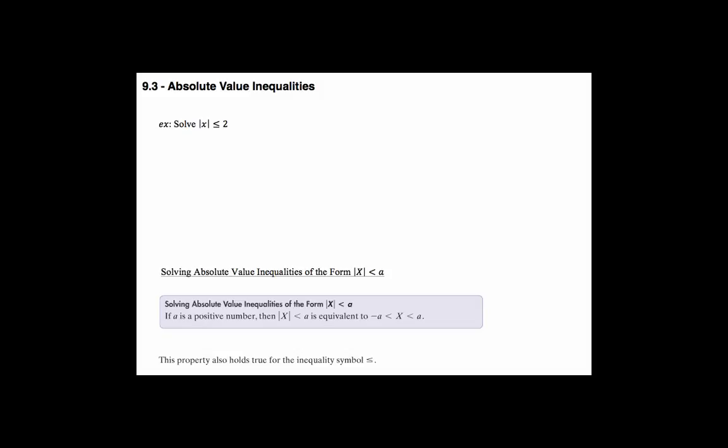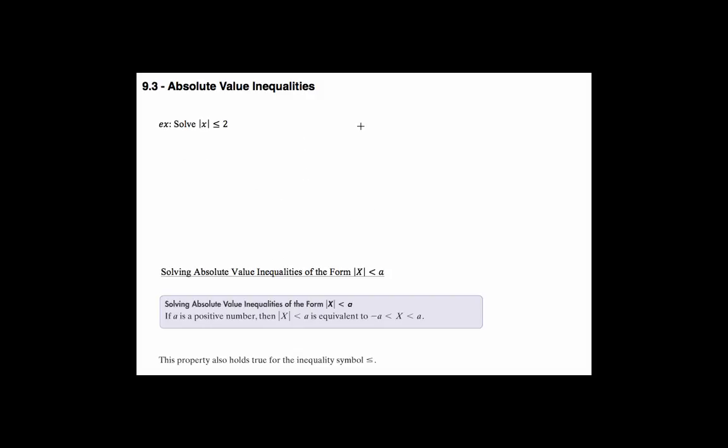Welcome to section 9.3. In this section, we're going to solve absolute value inequalities. Those are inequalities that look like this. They involve both absolute value signs and inequalities instead of equalities. So you might have a less than or a greater than sign involved in the equation.